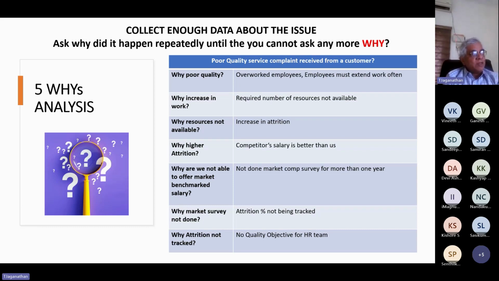Finally, we are identifying that it is because we are not tracking the attrition properly. Unless you fix that, this problem will keep coming. Even if you are training your employees, the same employees will be there and the others will push off. Whatever you train, they will keep making mistakes because they keep doing overwork. The problem will continue. That is the idea of root cause analysis.